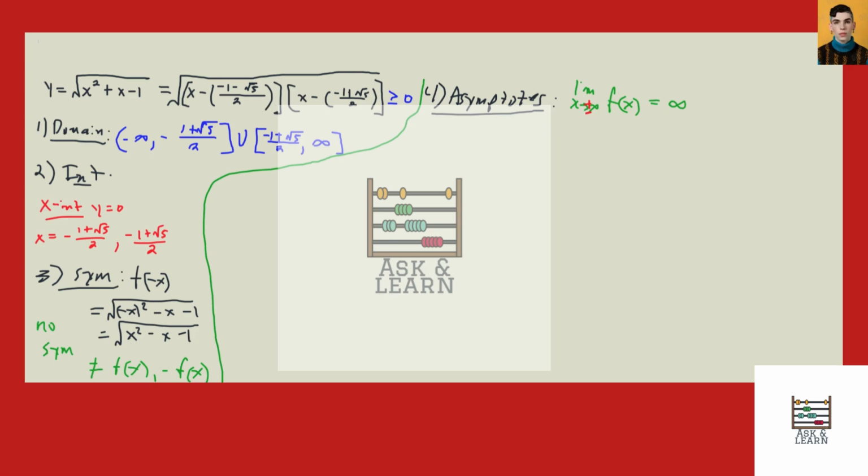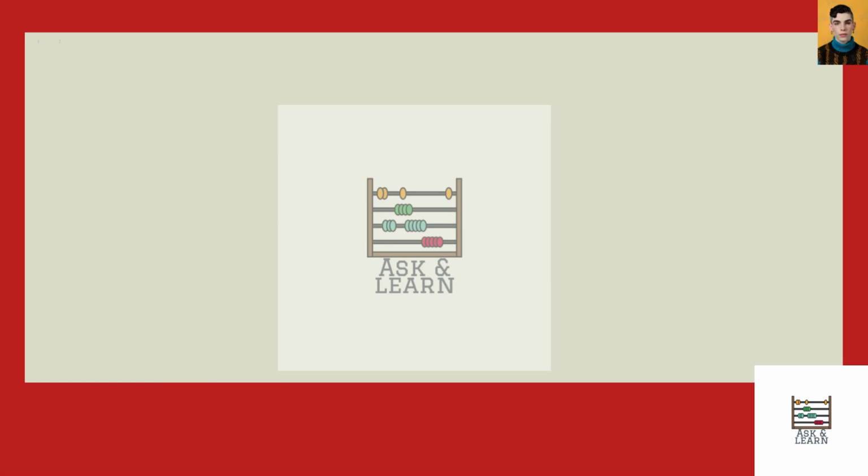So we can say that the end behavior for plus or minus infinity goes to infinity. The next thing we want to find are our intervals where the function is increasing and decreasing, as well as any local maxes or mins we may have. To do this, we need to figure out what y prime is equal to. So let's do that on a new page. We have y is equal to the square root of x squared plus x minus 1.